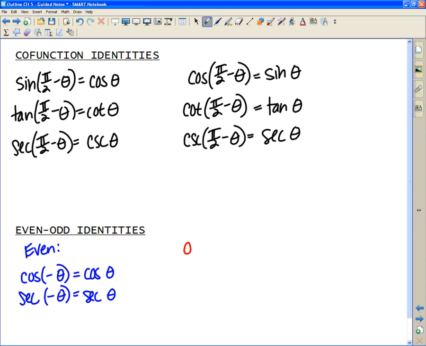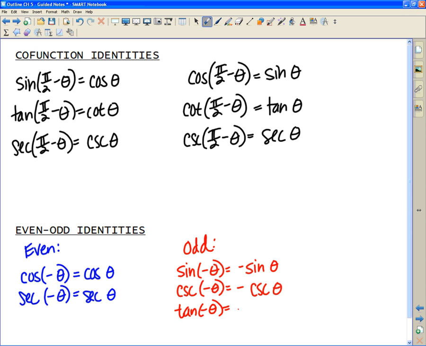You do have some odd functions. All of the other ones are odd. So the sine of negative theta is equal to the negative sine of theta. Sine's buddy, cosecant, is also odd, so that means that out here in front, you'd put a negative sign. Tangent is odd. So whenever you evaluate that, you'd get the opposite of the y value that you were expecting. And cotangent of negative theta is equal to negative cotangent of theta.